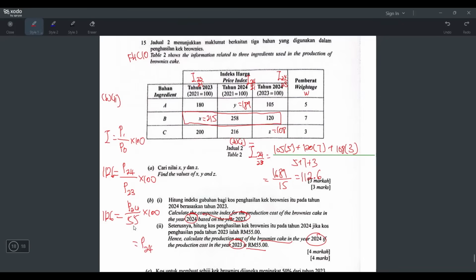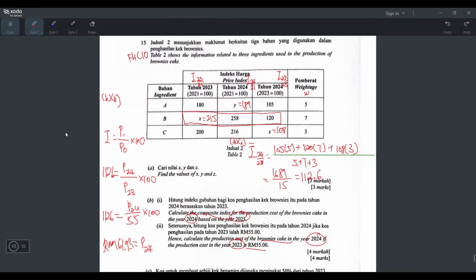Okay. So now you get the answer 61.93. But for this one, write RM because it's cost. Okay, now imagine if I change the question. I said production cost of ingredient A. Then you can take 105. Yeah, because the year is 24, 23. If the question mentions A, then yeah, you can take this, right? Or if they mention B, then you take this one. Mention C, then take this one. But if they don't mention, then you have to take the composite index. Okay.